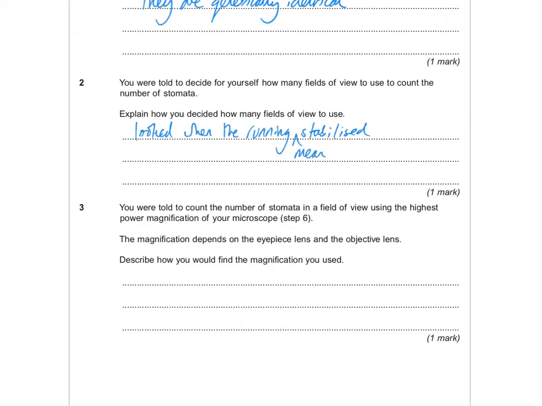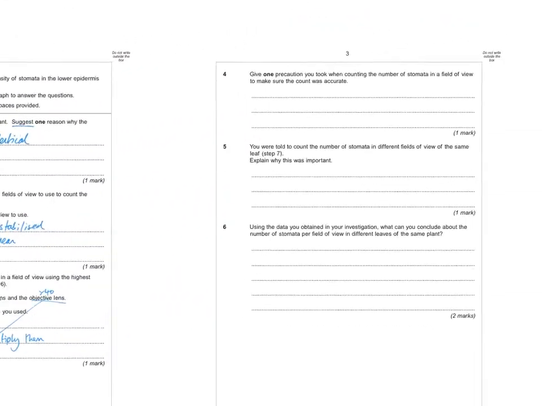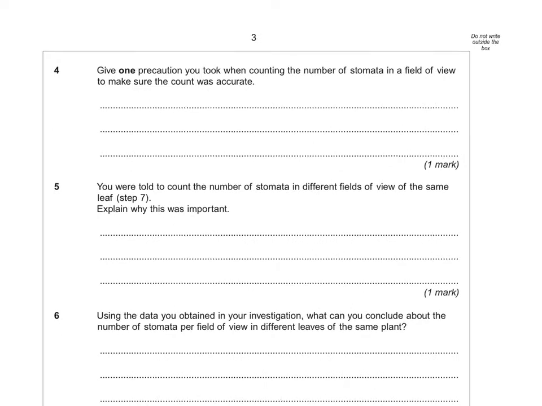Number 3, you were told to count the number of stomata in the field of view using the highest power on the microscope. The magnification depends on the eyepiece lens and the objective lens. Describe how you'd find the magnification used. You would multiply those two. The eyepiece lens is times 10 normally, the objective lens would be times 40, therefore times 400. It's only worth 1 mark. I don't need to get graticules out and things like that, or measure the field of view. The thing to take away from these kind of questions is that they tend to be obvious answers.